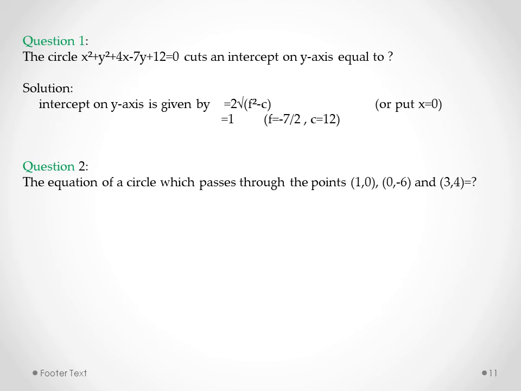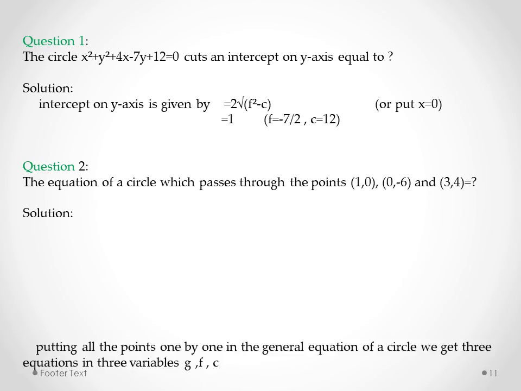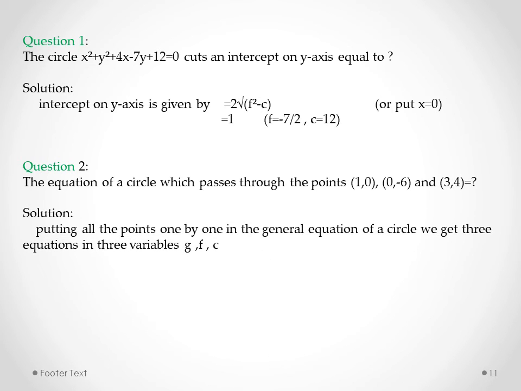Question number 2 says: the equation of the circle which passes through the points (1, 0), (0, -6) and (3, 4) is equal to what? If you have to find the equation of a circle, you need to substitute all three points one by one in your general form of the equation, and you will get three equations in three variables, that is g, f and c. Solve them for the values of g, f and c and just write your equation. So this is your homework, and just give me the answer in the comment section and let's see who comes with the answer.